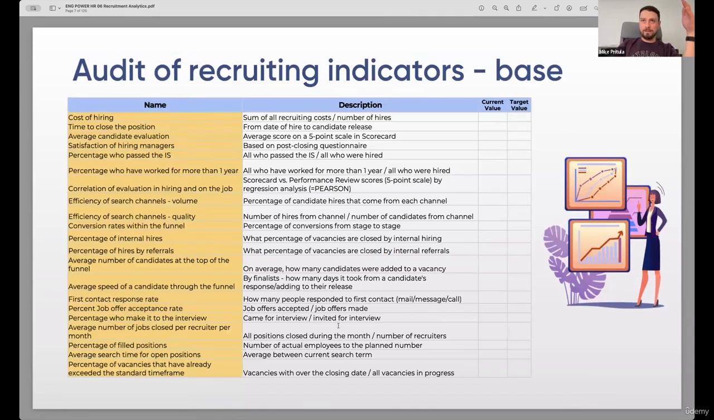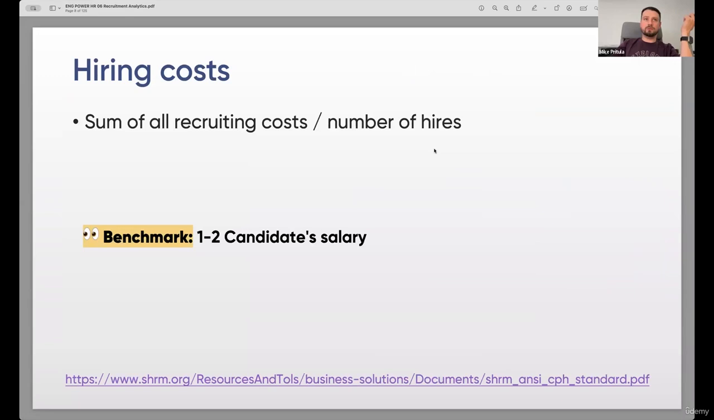Also in the file, we have the audit of recruiting indicators, right? So we firstly check if we calculate all these metrics. And if we do, we may put current values, and then we may set target values just to achieve probably next year, right? So just make sure that you calculate all these metrics, you monitor them, you try to improve them. They are in a range of benchmarks of best practices, and in that case, you'll be having a correct recruitment process.